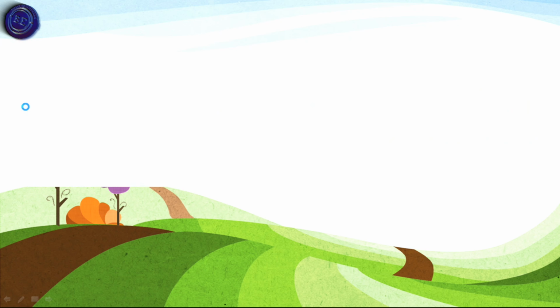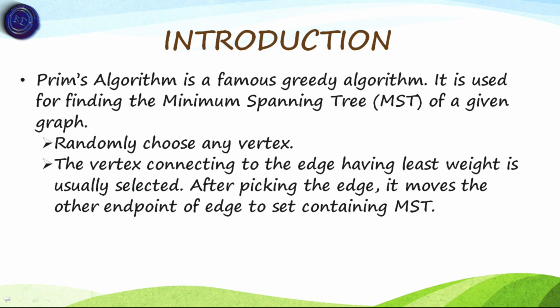Now let us discuss the topic of Prim's algorithm. What is Prim's algorithm? Prim's algorithm is a famous greedy algorithm. It is used to find the minimum spanning tree of a given graph. So if we have a graph, to find the minimum spanning tree, this Prim's algorithm is useful.